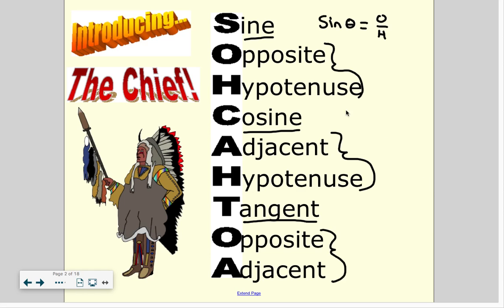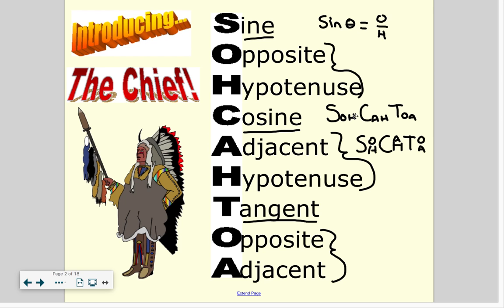A lot of times when I write this, if I'm just writing it quickly on my page, I'll write a big capital S, and then smaller capital letters O and H. Then I'll do a capital C with a little A and an H, and a capital T with a little O and an A. Or, if you wanted, you could write it the way you would see it in the fractions, so that you have them over top of each other. And so you can write SOHCAHTOA like that.